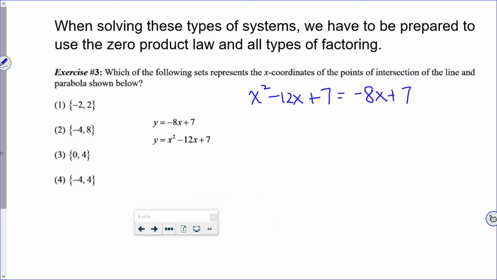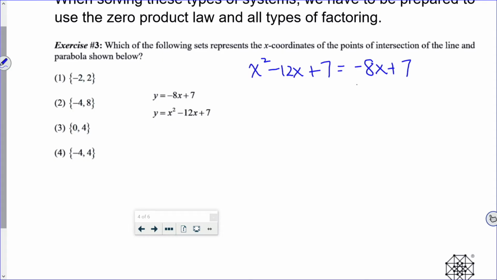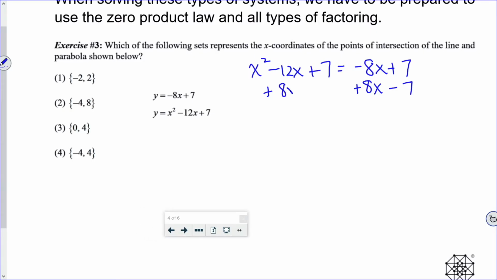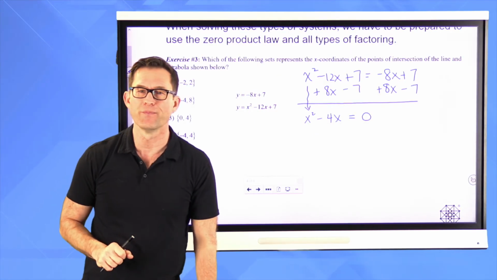Assuming I'm using the zero product law on this, I've got to get everything equal to 0. That's going to require me to add an 8x to both sides and subtract a 7. All right, so I'm going to add an 8x and subtract a 7. Nothing combines with that x squared term. It just kind of comes on down. Negative 12x plus 8x is negative 4x. Positive 7 minus 7, that's 0. So my constants have all gone away, and I get x squared minus 4x equals 0.